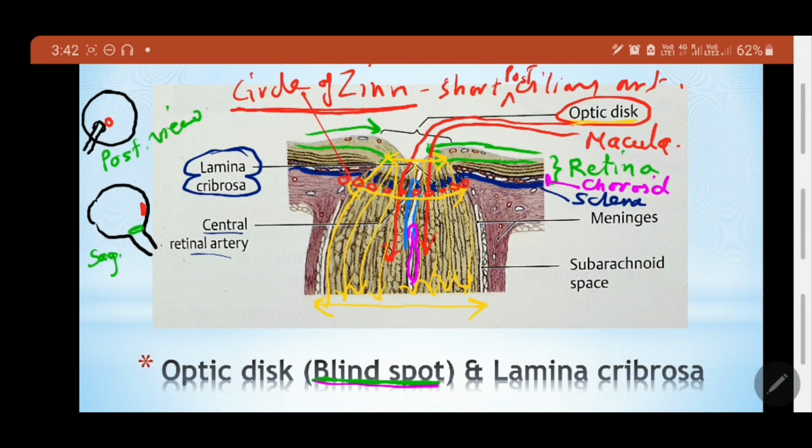So that was about the lamina cribrosa, optic disc, blind spot. Now let's move to the next slide.